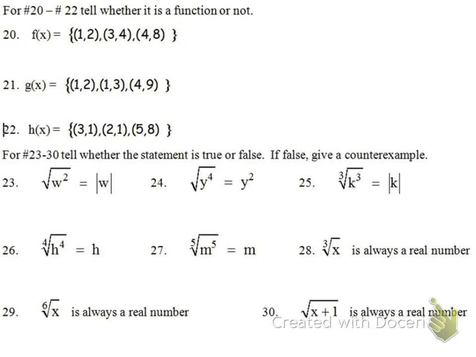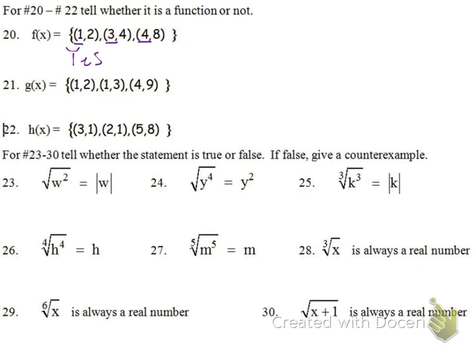For 20 through 22, we need to determine if it's a function or not. And what's going to allow us to have a function is as long as any time we plug an x value in, we get a unique solution. So if I have multiple results for x values, that'll be a problem. So for example, on the first one, 1, 3, and 4 are the x values I would plug in, and if I did, I would get a unique result, so yes, that is a function.